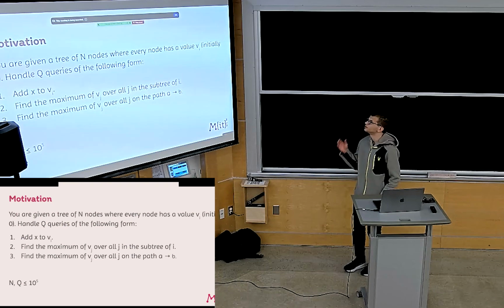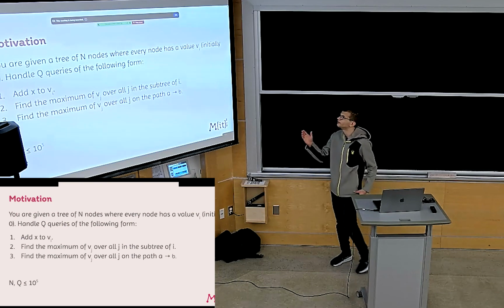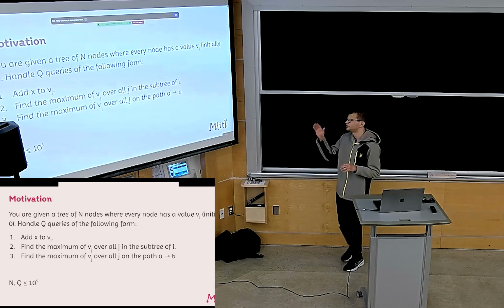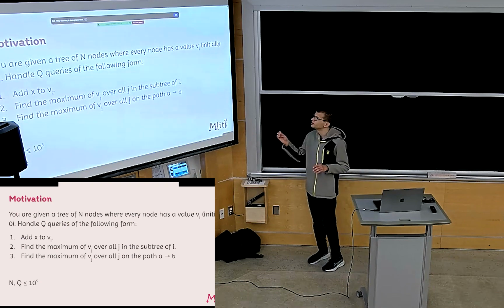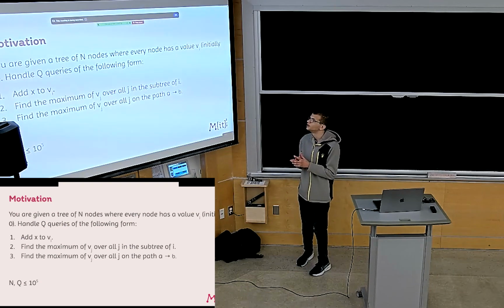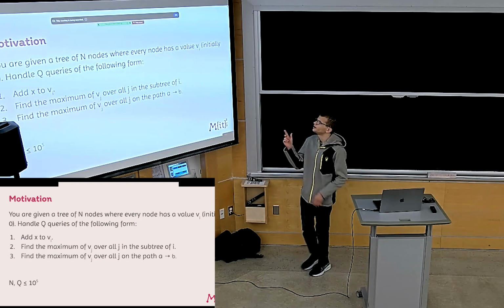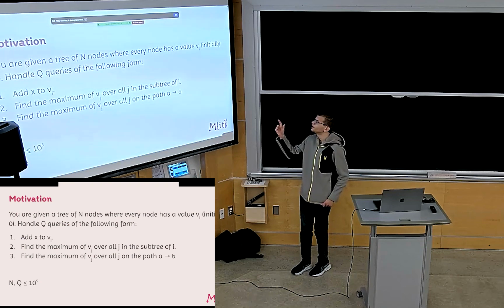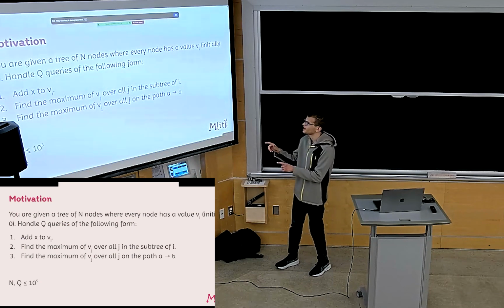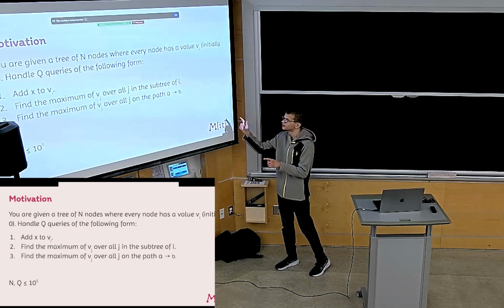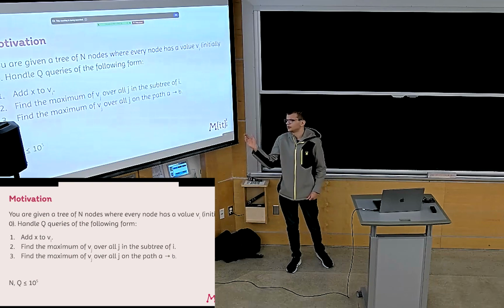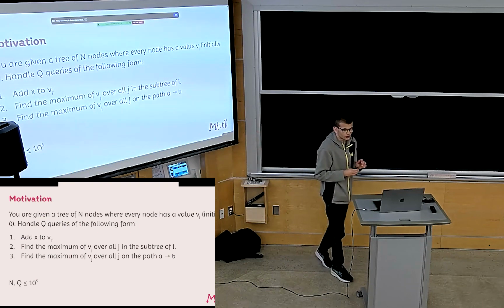So, for example, consider the problem where you are given a tree and every node has a value v of i. Let's say initially those are 0, not too important. And then we want to support updates of the following three forms. Add x to v of i, find the maximum of v of i in a subtree, and find the maximum of v of i over a path. And then the constraints are again like n and q are of like 10 to the 5, 2 times 10 to the 5, on that order.